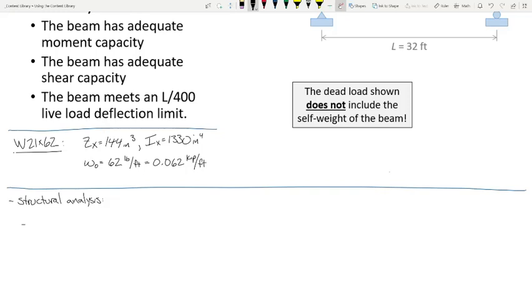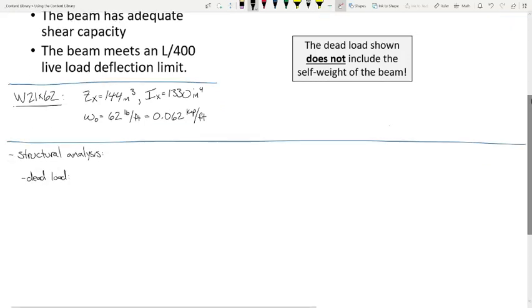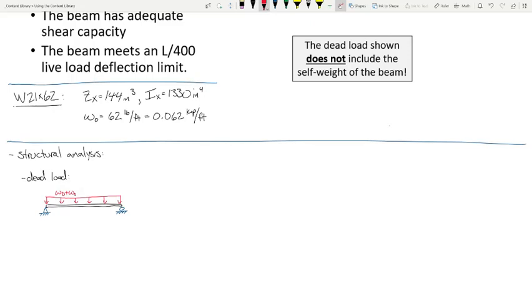For the dead load, this is what I have. I have a beam with a load like that. And the dead load plus the self-weight is a total of what? 1.062 kip per foot. And it is over a distance of, how long is this beam?